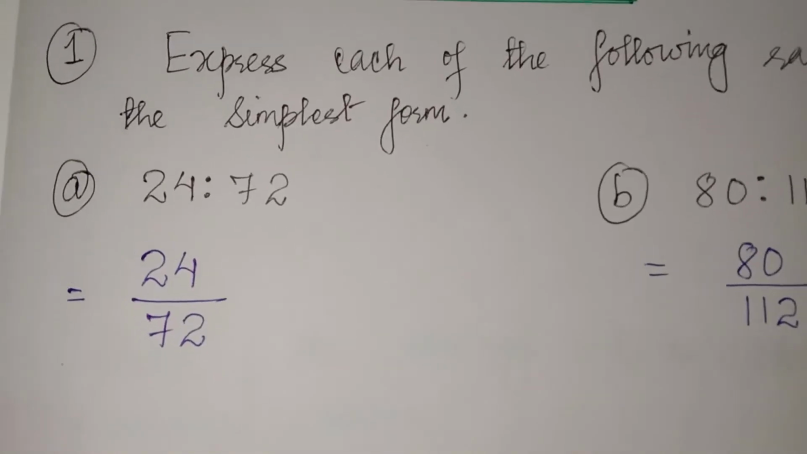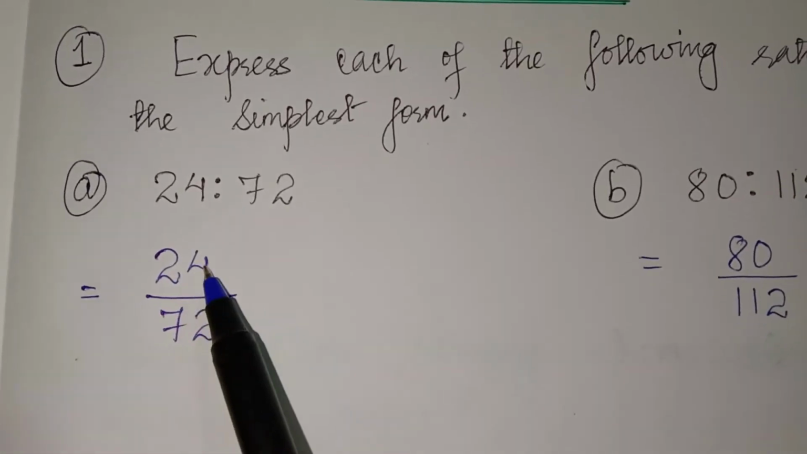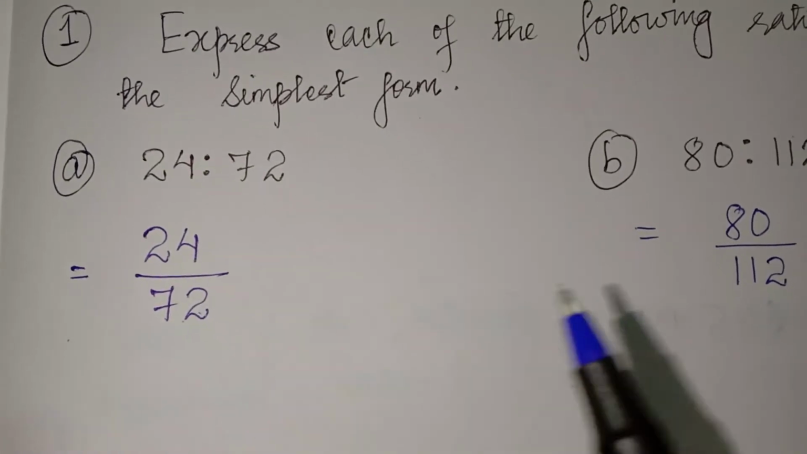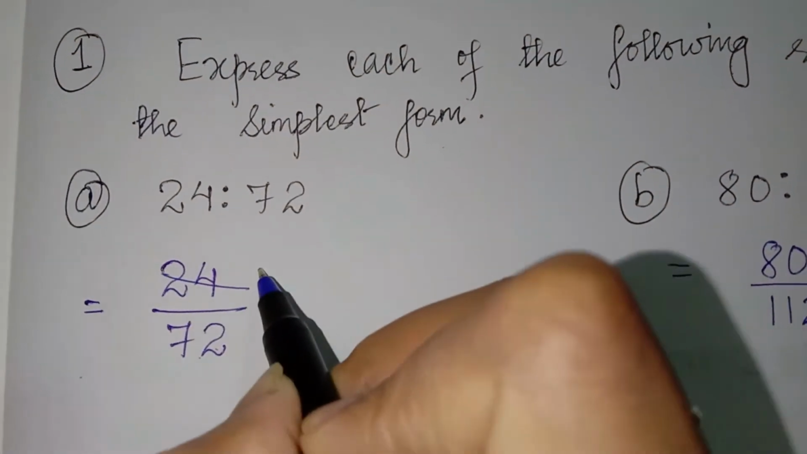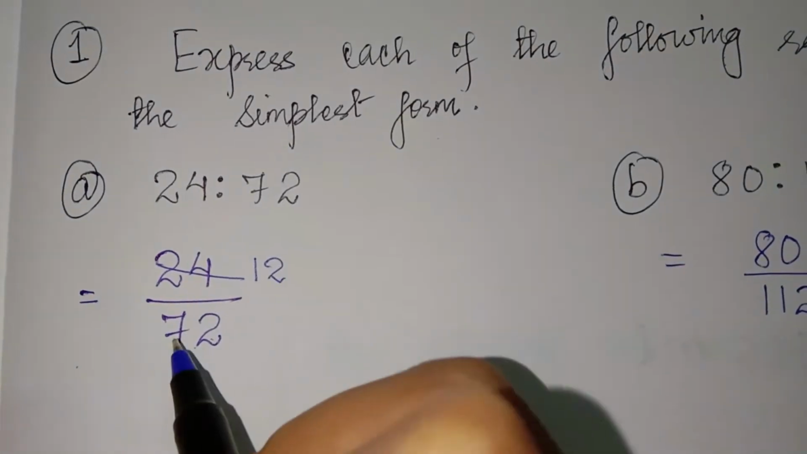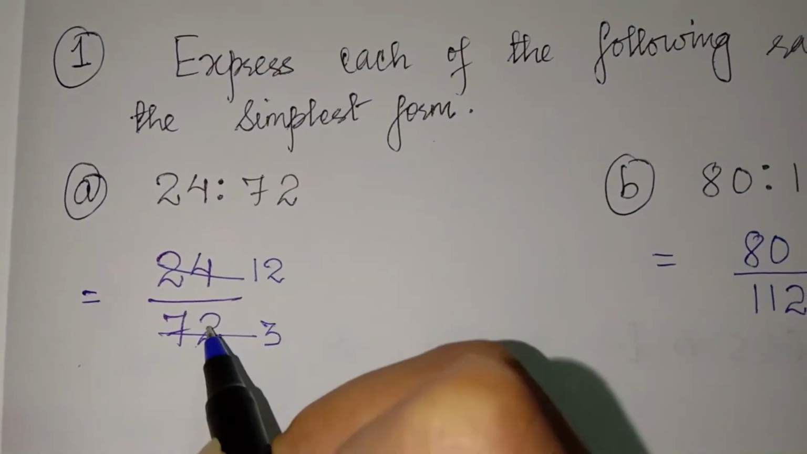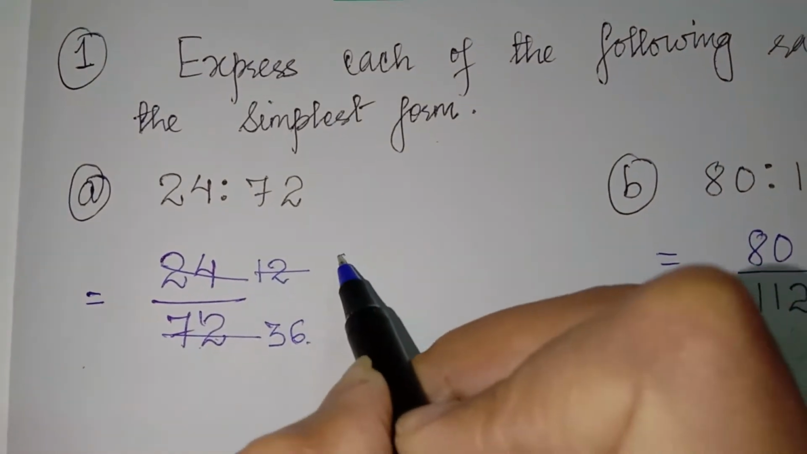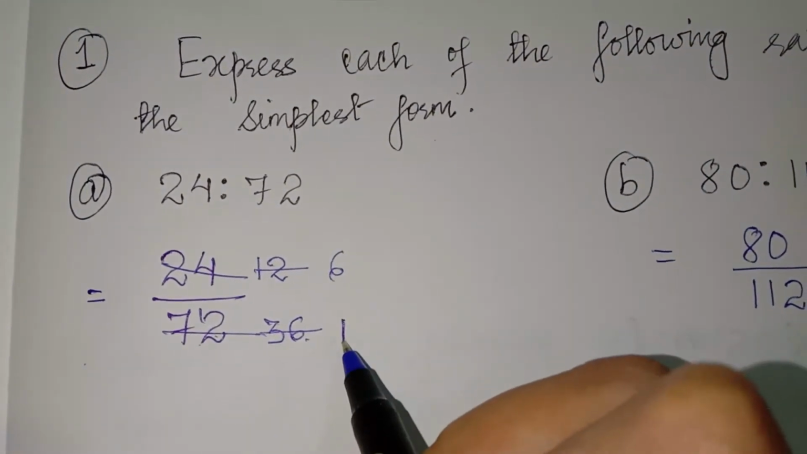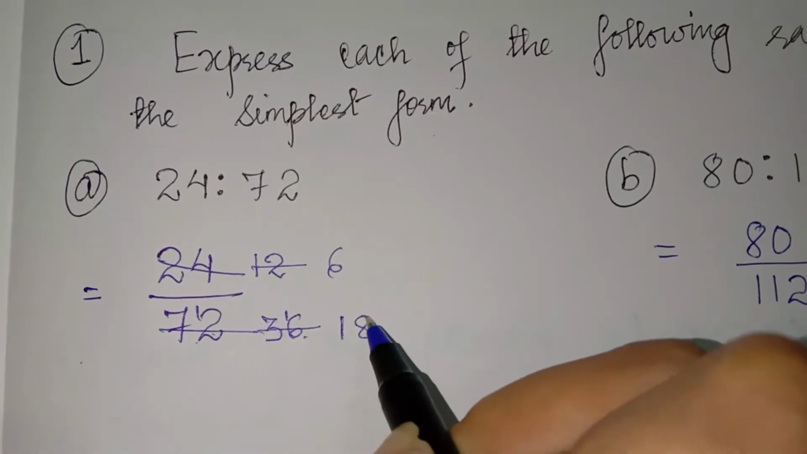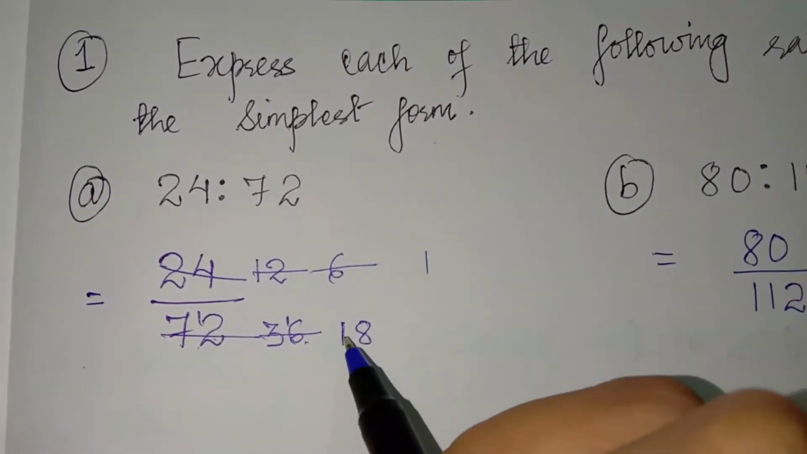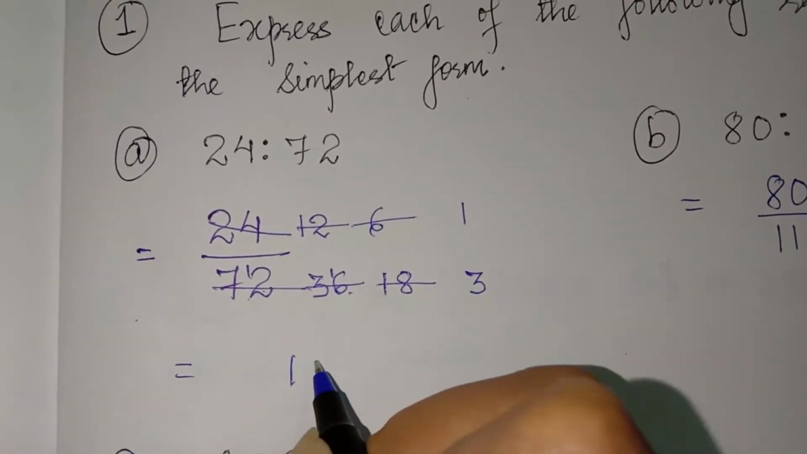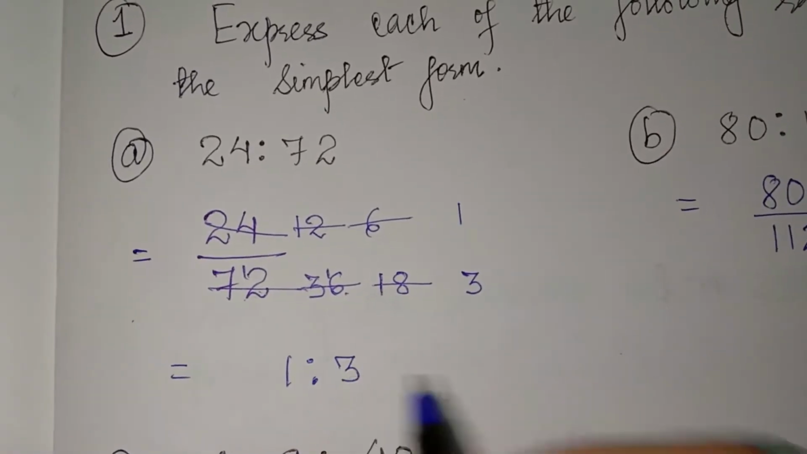So here the ratio can be written in this form, 24 by 72. Now both are even numbers, so we can cancel with 2. 2 ones are 2, 2 twos are 4, 2 threes are 6, 2 sixes are 12. Now 2 sixes are 12, 2 ones are 2, 2 eights are 16. Now 6 ones are 6, 6 threes are 18. So the answer is 1 is to 3.